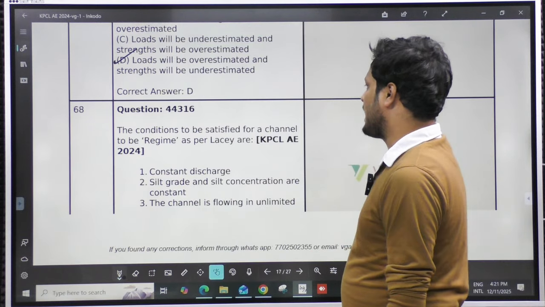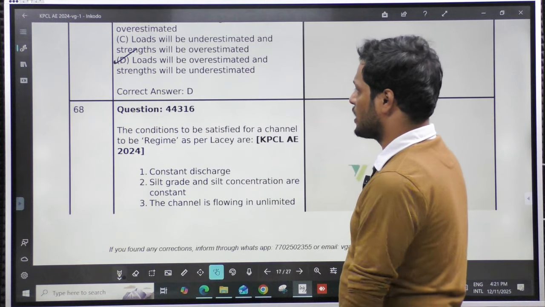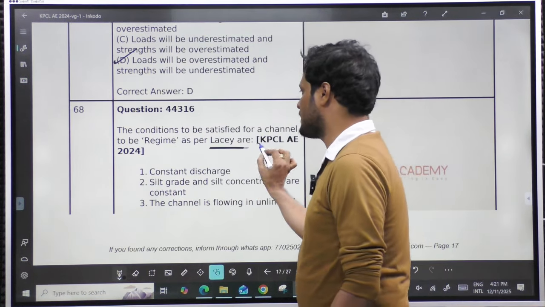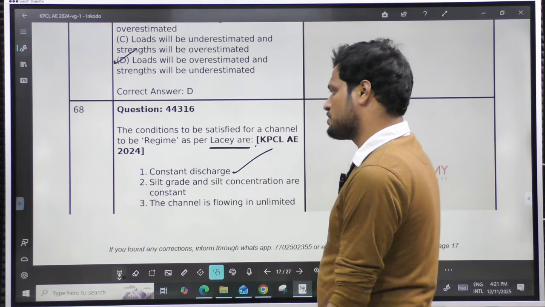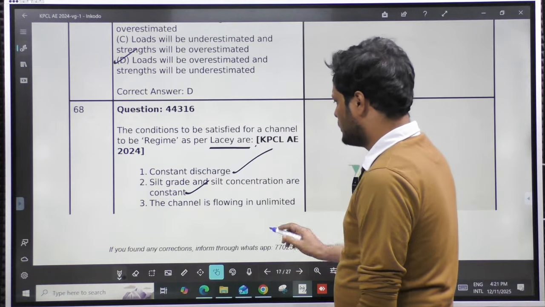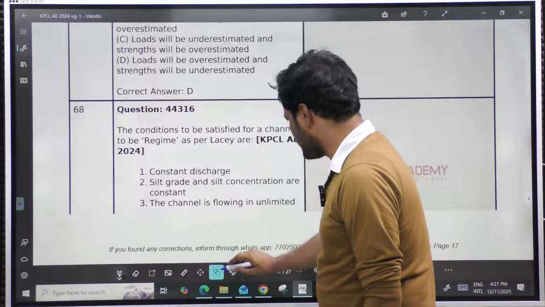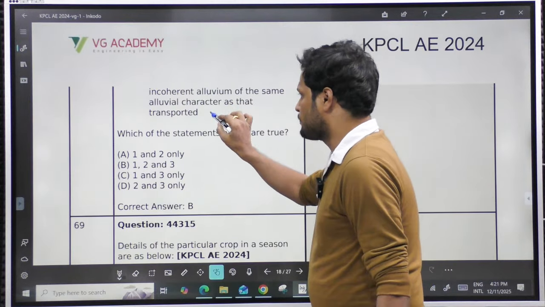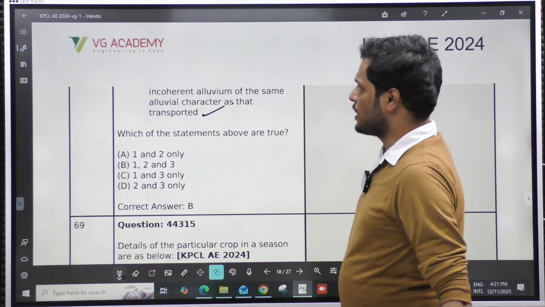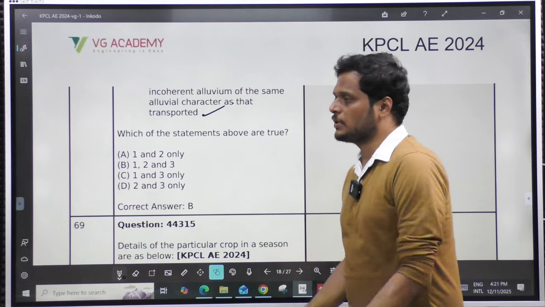The condition to be satisfied for a channel to be in regime as per Lacey's theory: constant discharge, silt grade and silt concentration should be constant, and the channel flowing in unlimited incoherent alluvium. Correct. Because as per Lacey's theory, naturally it has to become the final regime.